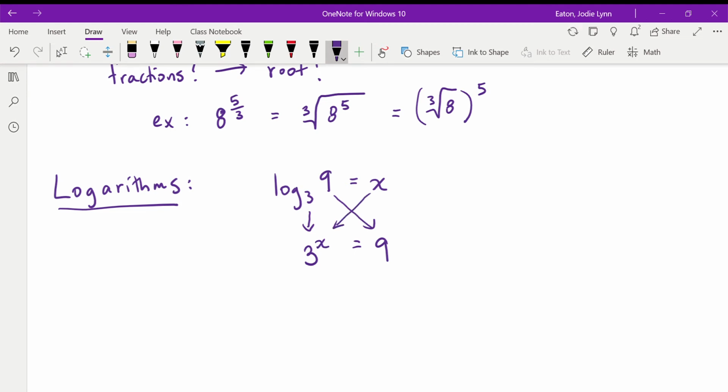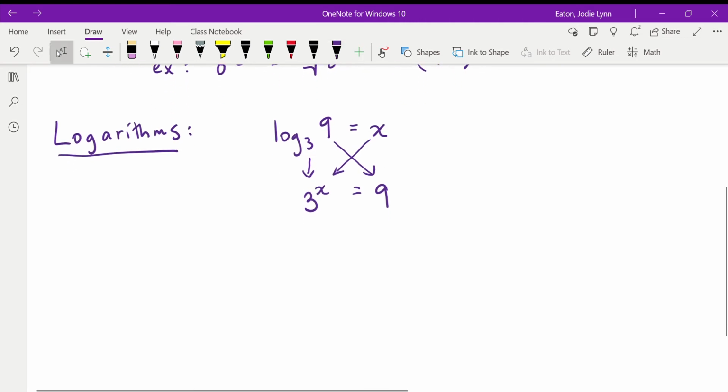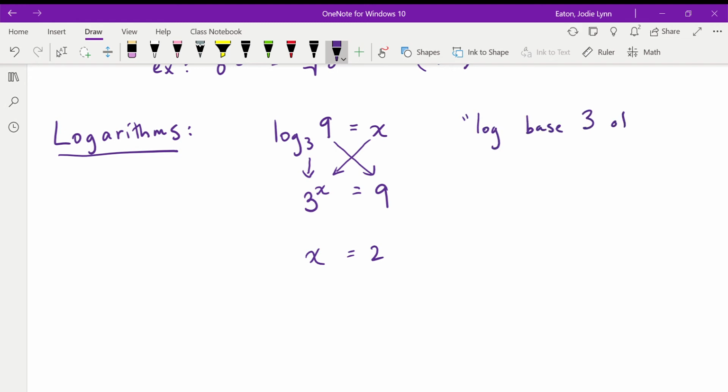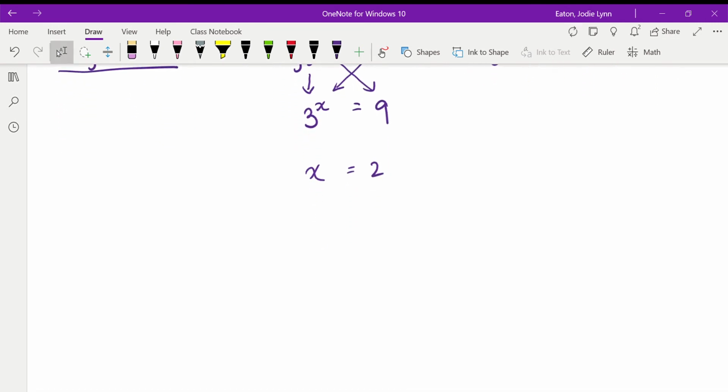I like this little down and then cross diagram. You have to be careful because it has to be set up in this way: log base b of something equals something, for that to work. But now we can look at it and say, oh, 3 to the x equals 9. So that means x has to be 2 because we know that 3 squared is 9. And what we would say here verbally is log base 3 of 9. They're taking the log of 9.